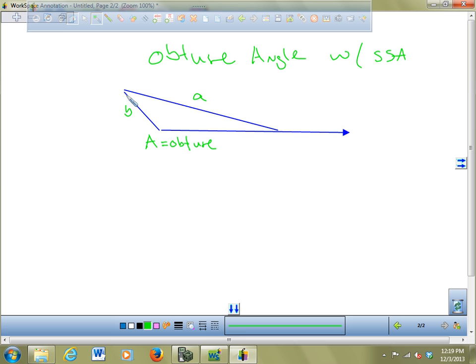Exactly one, right? Because if A is bigger than B, I could make a triangle here. If A is really long, it's going to look like this. If A is just a little bit bigger than B, the triangle would still be an obtuse triangle right there.